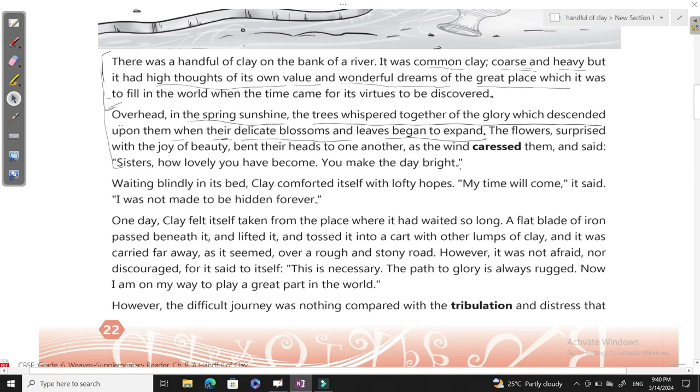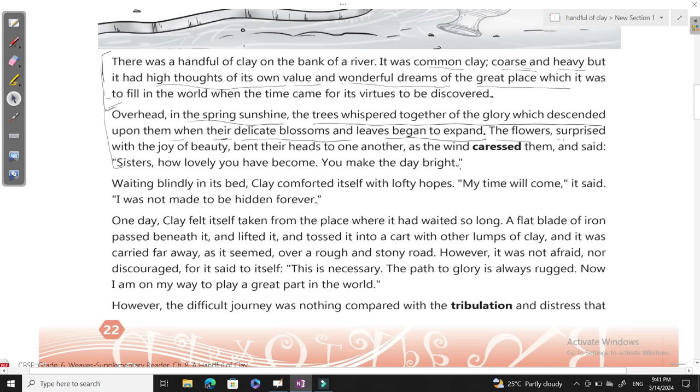So the clay looked up and saw that there were some trees around it in the spring season. They had shed their old leaves and grown new blossoms and new leaves. They were shining, and they were whispering to each other as if they were celebrating their success. Even the trees were laden with flowers.